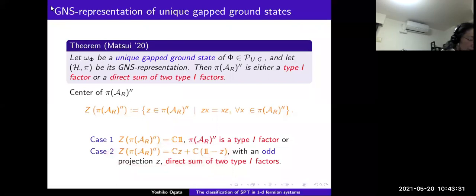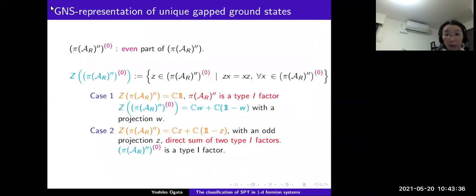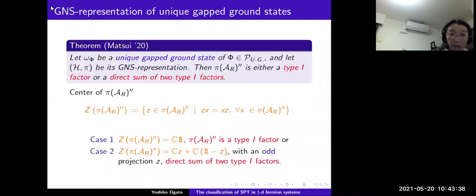So that you can show. Odd with respect to the grading on the algebra. Sorry? Odd with respect to the grading on the algebra, right? Yes, yes. I extended the grading to the von Neumann algebra, so there is a grading on the von Neumann algebra.